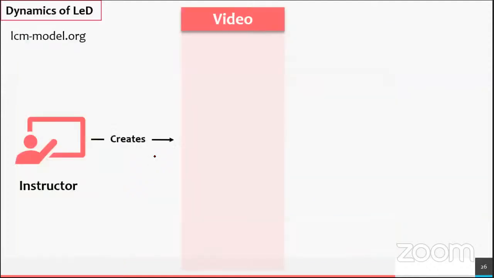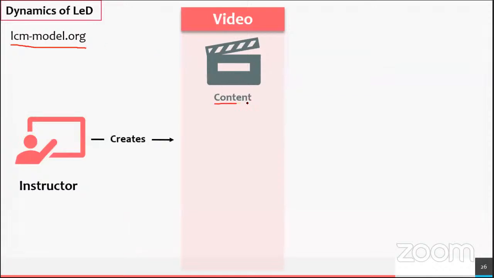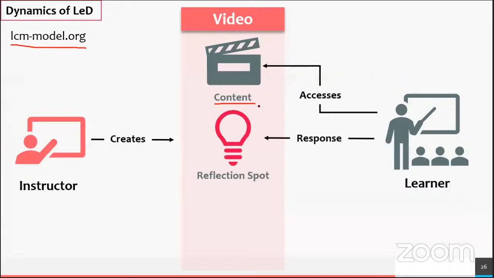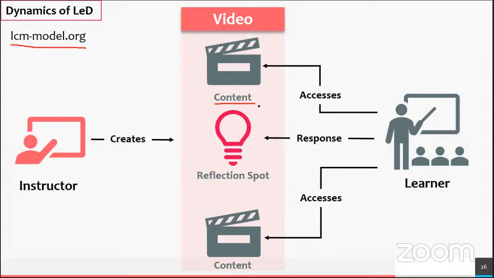So what happens? This is the dynamic of LED given by lcmmodel.org, the website created by the IIT people. The instructor will create some concepts, isn't it? Then the learner will have access to that content. Then the learner will respond to the reflection spot, and then the learner will have access to the next concepts. So your video must contain concepts or content followed by reflection spots, followed by proper explanation of reflection spots along with the concepts.